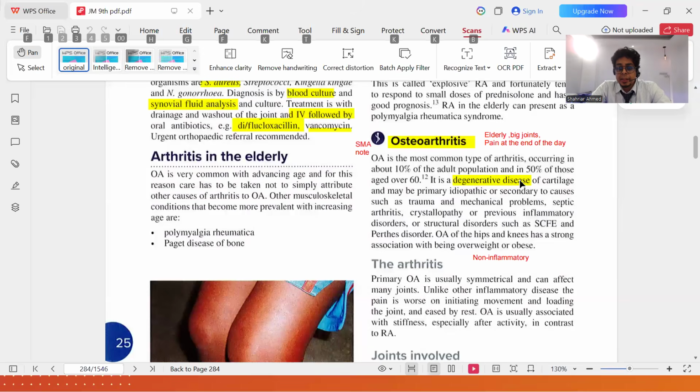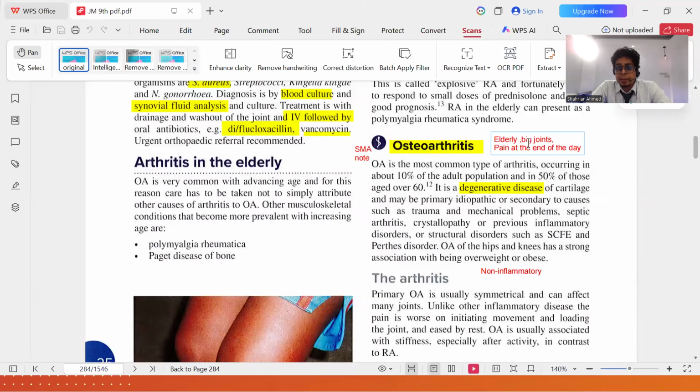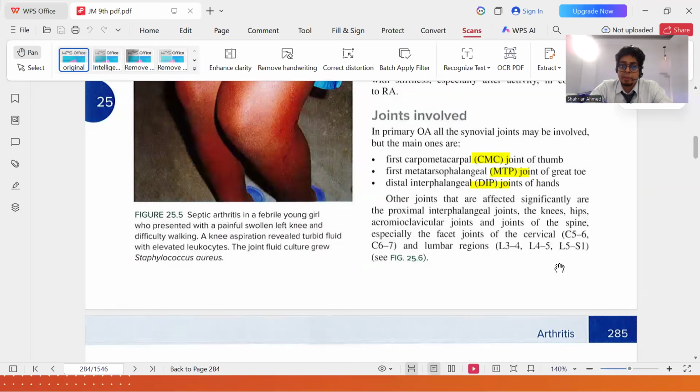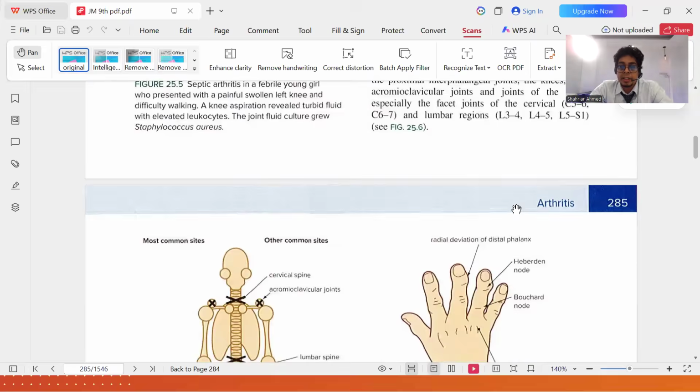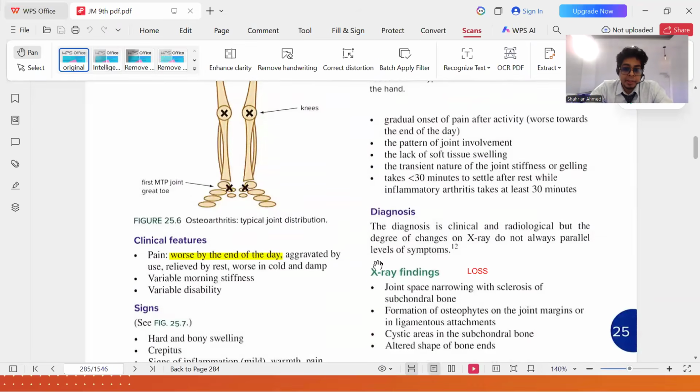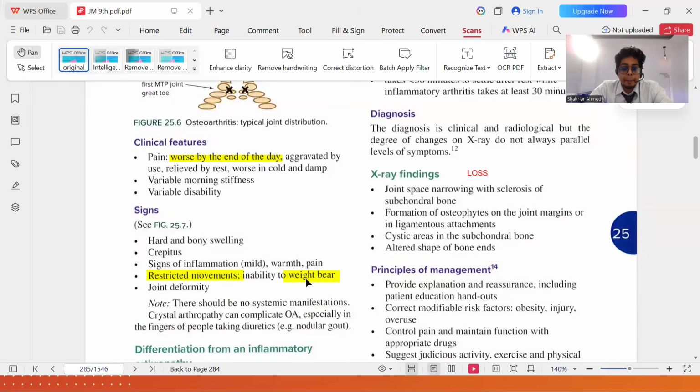Yes, it's an elderly person. Then I would say big joints are involved, pain at the end of the day. Keywords, you should write it near to your John Murtagh. It will help you. It is a degenerative disease, so a non-inflammatory disease, and ESR is normal. Non-inflammatory means ESR will be normal. And you see multiple joints and the big joints are involved, worse at the end of the day.